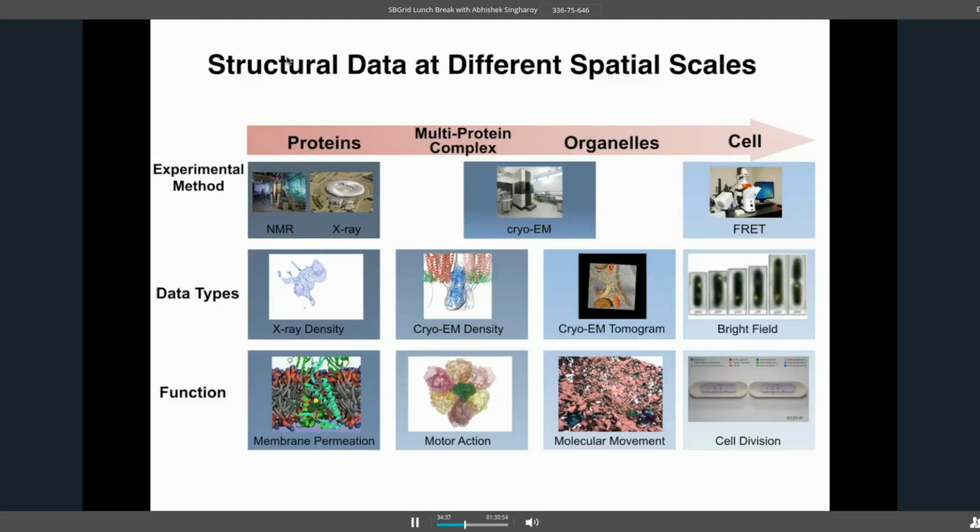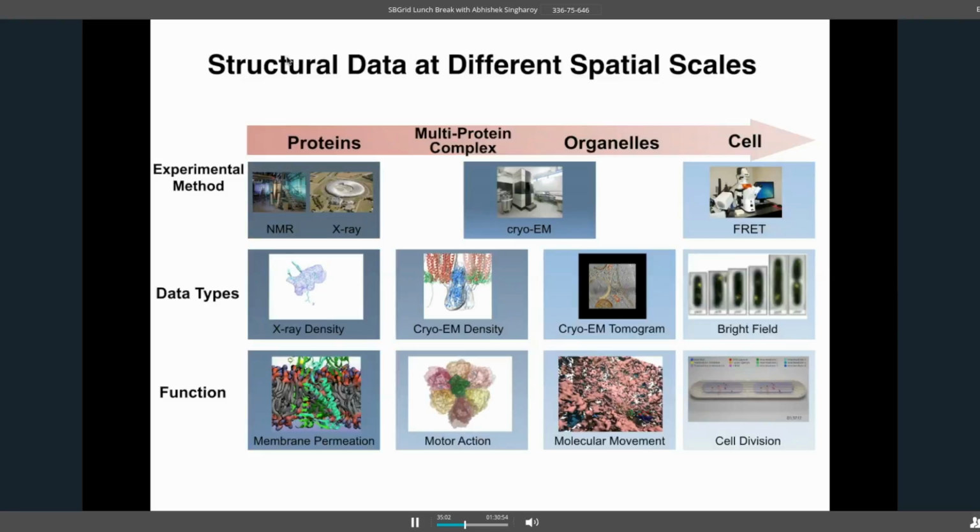And then finally, you go on to other types of experiments like FRET experiments, which give you cell scale information, like how a cell is dividing. So this is more or less the amount of structural data that is available to us. These are the scales at which we can see a structure form and a structure change. Understanding a structure is very important for the function itself.